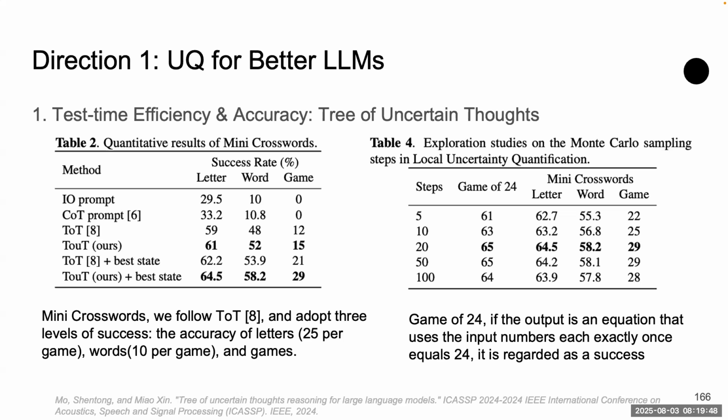You can see that tree of uncertain thoughts performs better. This line is performing better than the other one. Even though it's a little bit marginal, it's still an improvement, because this game is still considered a hard one. Then for the game of 24, they evaluate how many Monte Carlo samples they need. Usually 20 is enough. You can see that after 20 the success rate reaches a plateau.